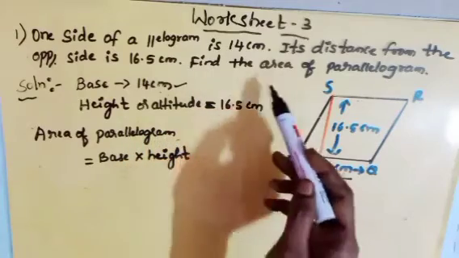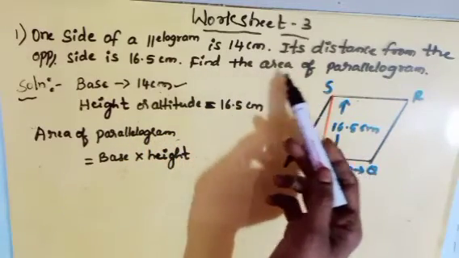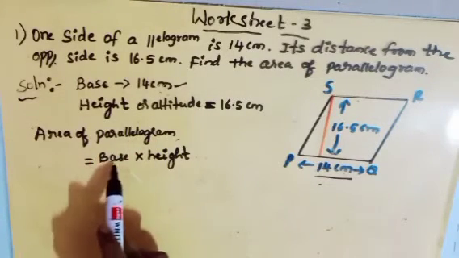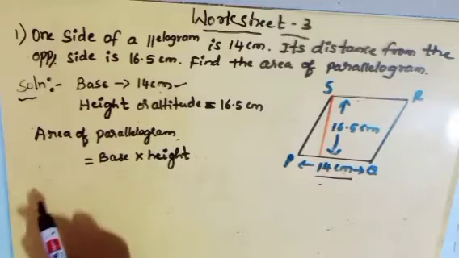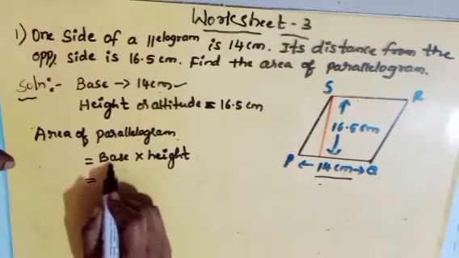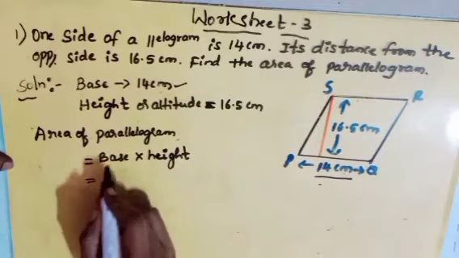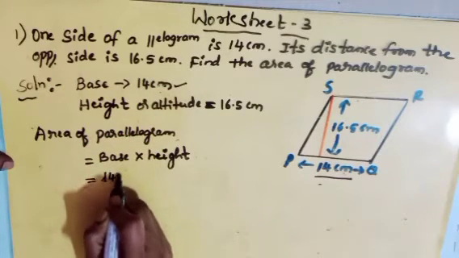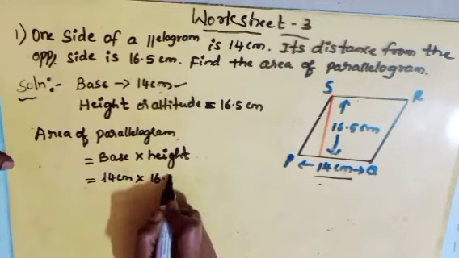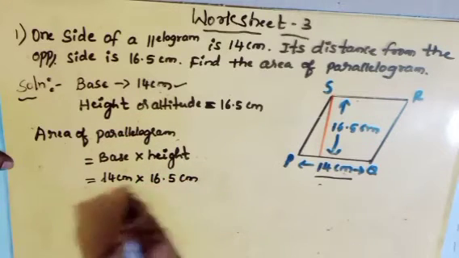Next, what we have to find here? Find the area of the parallelogram. Therefore, area of a parallelogram equals base into height. So first let us take the base. Base is given, that is 14 cm, into height, which is 16.5 cm. So let us multiply.